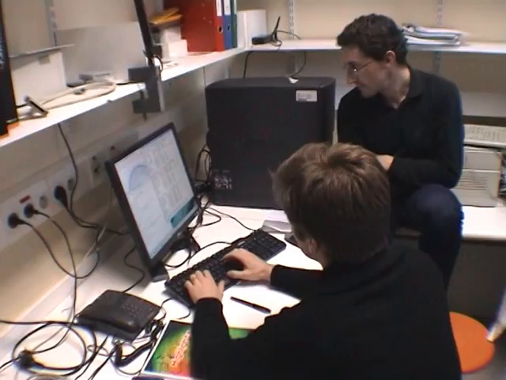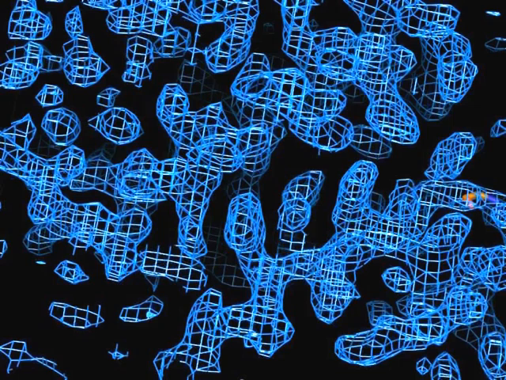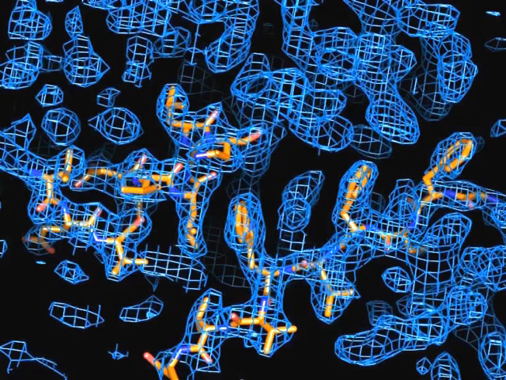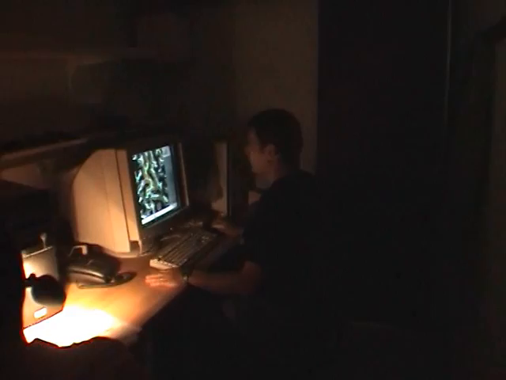This 3D image in blue is an experimental map which shows the electron cloud surrounding the atoms that make up the molecule. The construction of a molecular model is made step by step by interpreting the map and positioning units of amino or nucleic acids. A computer with a 3D display is needed to perform this step. Once the map is interpreted, a complete picture is obtained of the molecule that has been crystallized.